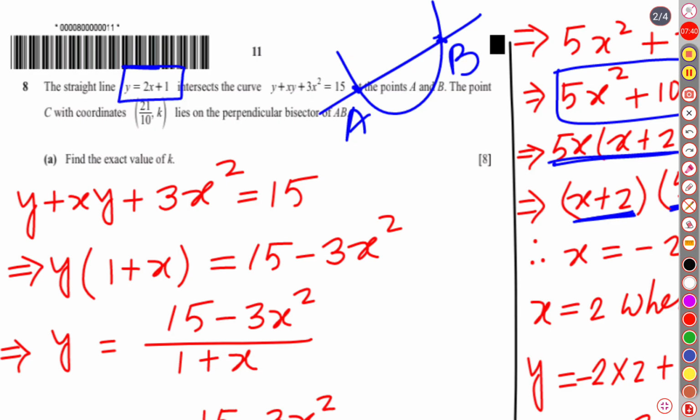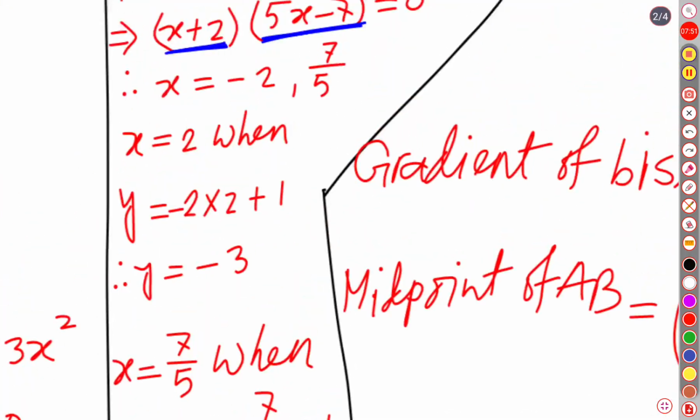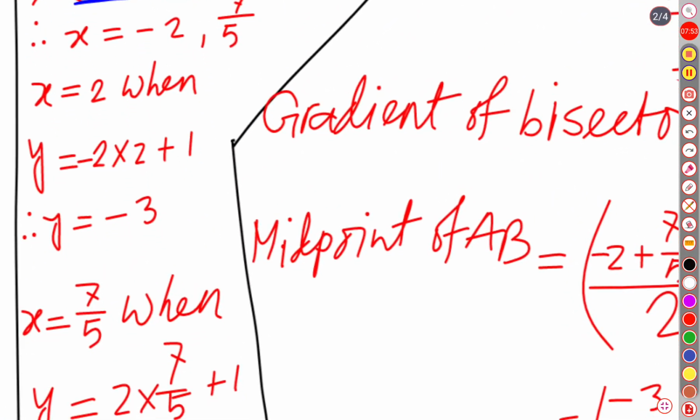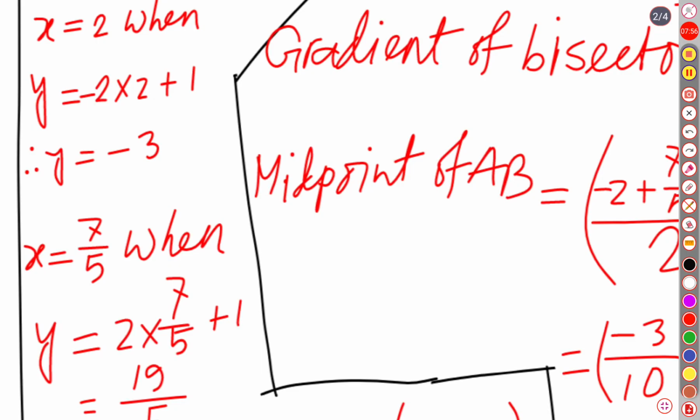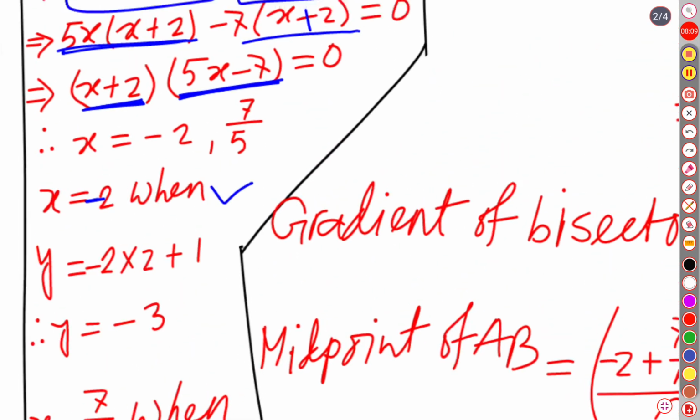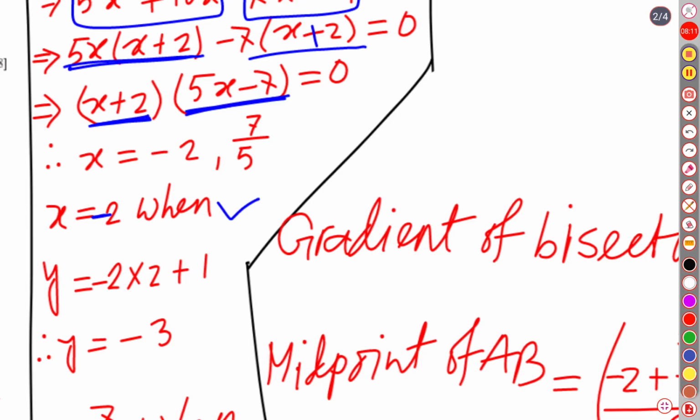If we substitute the value of x, then we will get the corresponding y coordinate. So y equals 2x plus 1, we will just substitute the x coordinate. Here I have written x equal to 2, but x is actually negative 2. Let me show you from a little bit upper part. Yes, this is our x coordinate. First x coordinate is negative 2, second x coordinate is 7 over 5.